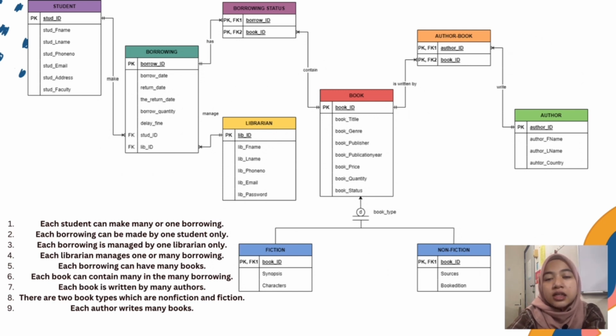Next, let's take a look at number 7 and 9 of business rule. Each book is written by many authors and each author writes many books. It is clear that this is many-to-many relationship. So between those entities is a bridge entity called author book. The author entity has author ID as primary key and book entity has book ID as primary key. The last business rule to explain is number 8. It says there are 2 book types which are non-fiction and fiction. So these 2 subtypes have book ID as primary key.